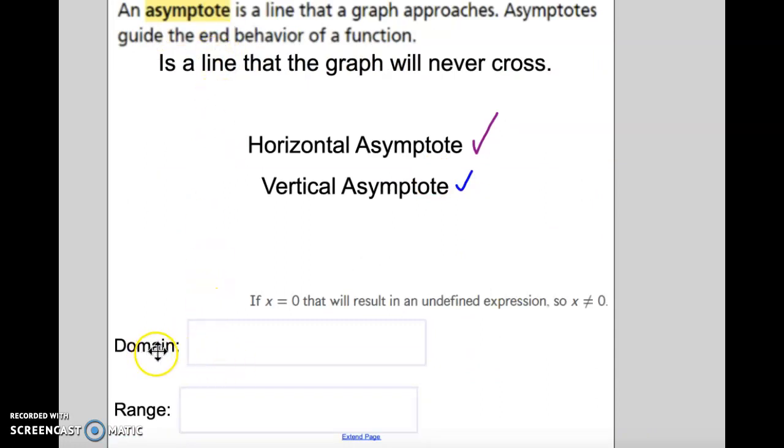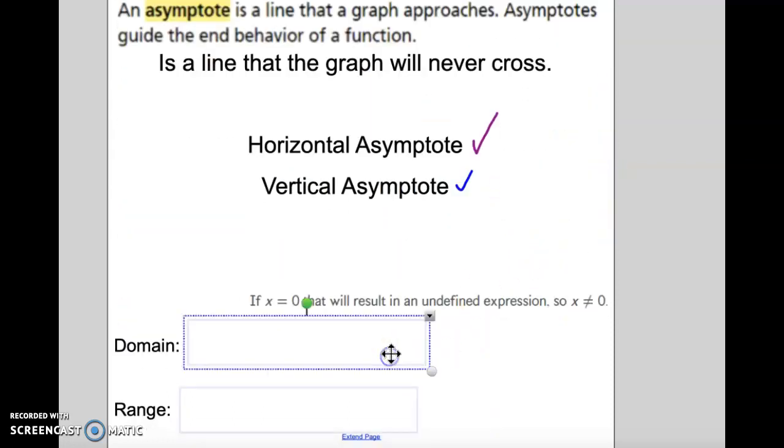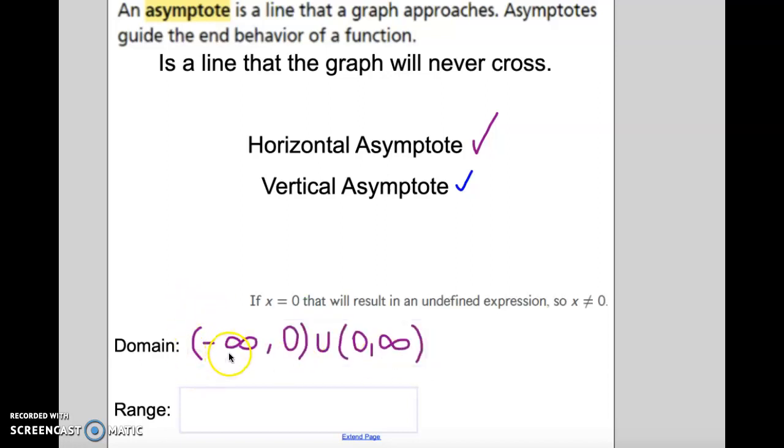But domain and range, remember, domain is a list of all our possible x values. So every single x value will be crossed except 0, right? It's never going to touch 0. So that's why my domain would be from -infinity to 0, and then I skip over 0, and this is what that symbol means. It says and. So it goes from -infinity to 0. The parenthesis says it just gets close to 0. It doesn't actually touch 0. And then it picks back up on the other side of the 0 to positive infinity.